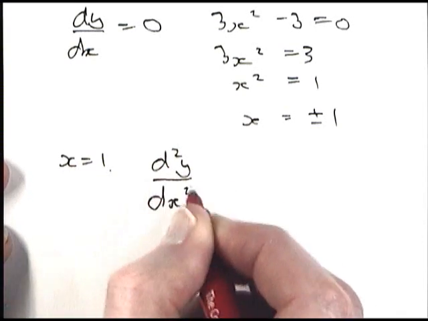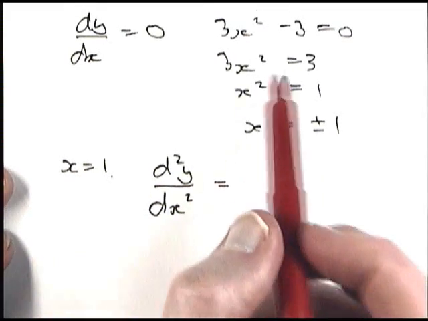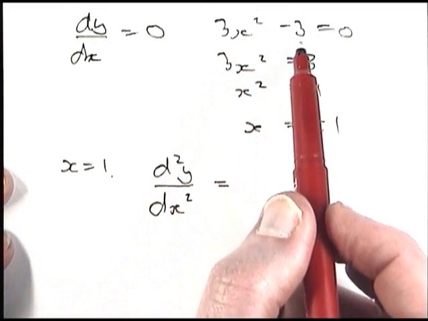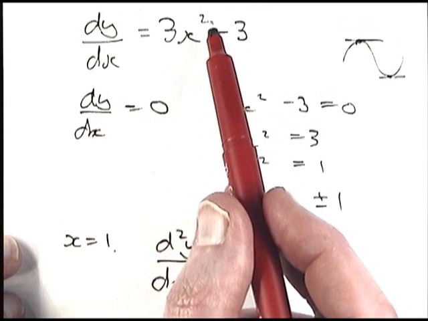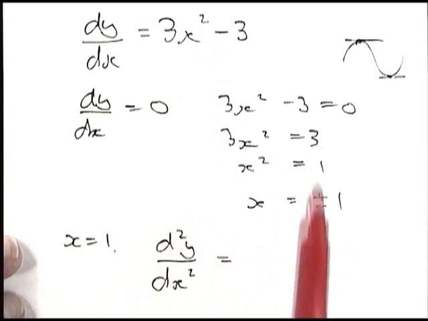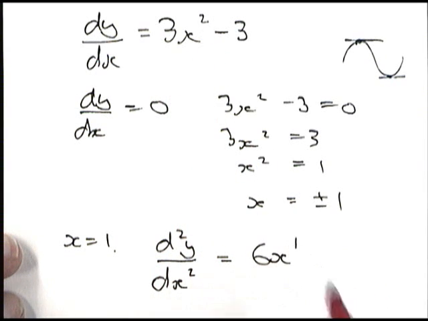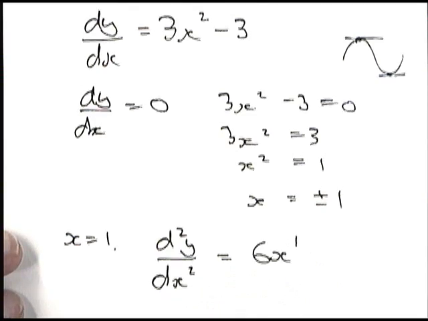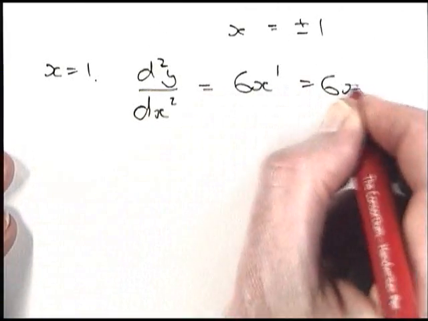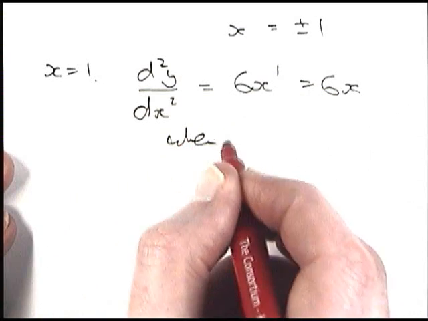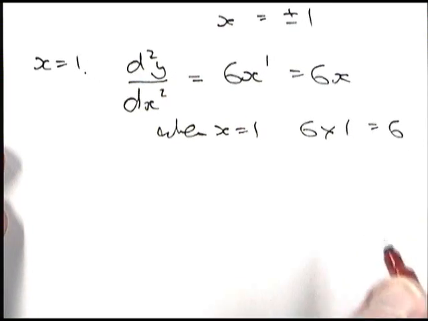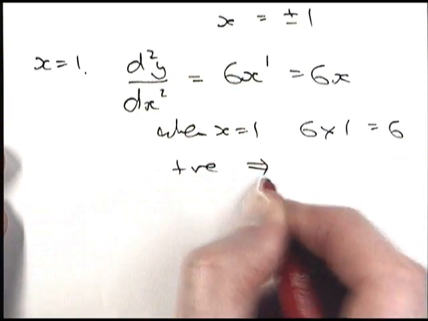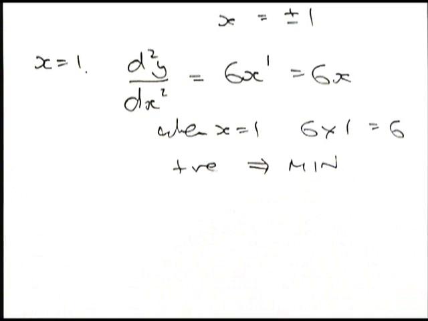The notation we use is d2y by dx squared. So I'm differentiating now my 3x squared minus 3, which is what I had up here for dy dx. If I differentiate this, the 2 times by the 3 is 6, the power on the x goes down. The 3 will disappear. So I just get 6x. And when x is equal to 1, 6x is 6 times by 1, which is 6. If that number is positive, we have a minimum. So we have a minimum point here when x equals 1.